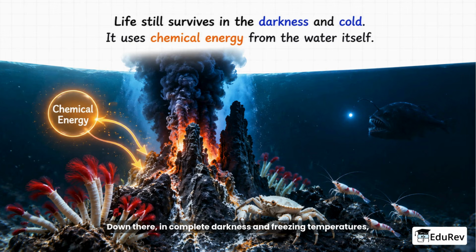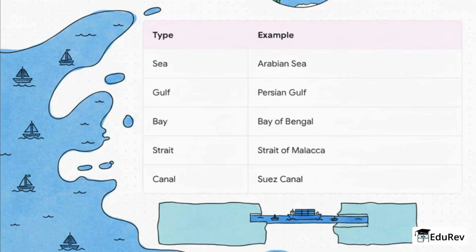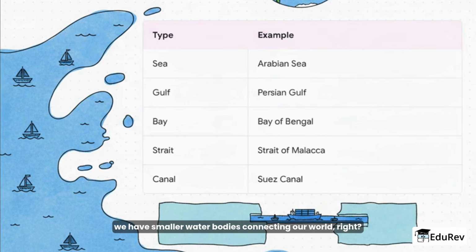Down there, in complete darkness and freezing temperatures, life still survives. Not by sunlight, but through chemosynthesis, which is basically using chemical energy from the water itself. Beyond those 5 major oceans, we have smaller water bodies connecting our world, right? We've got seas, gulfs, bays, and straits naturally carving up the land.